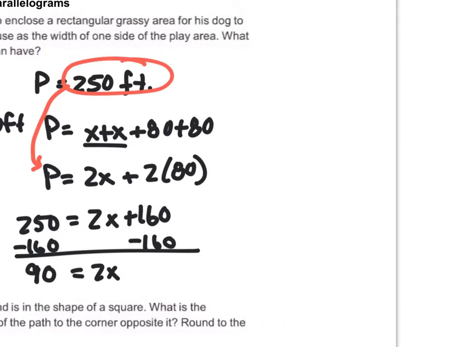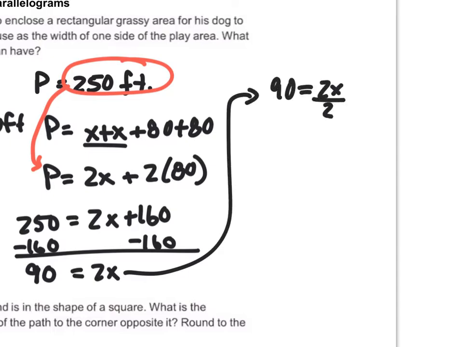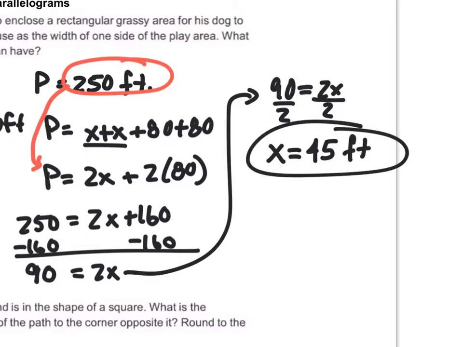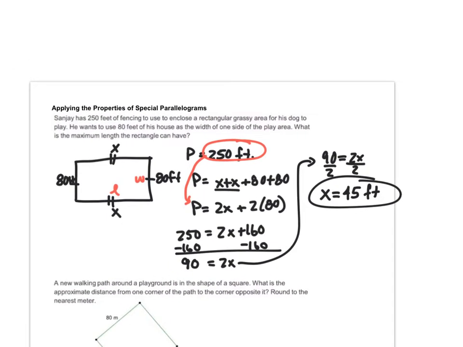Okay, I'm going to take that, bring that up here, and so we've got 90 is equal to 2x. I'm going to divide both sides by 2 and 2, and we get that x is equal to 45. And we're going to call that feet. Okay, and so that would be the maximum length that the rectangle could have.